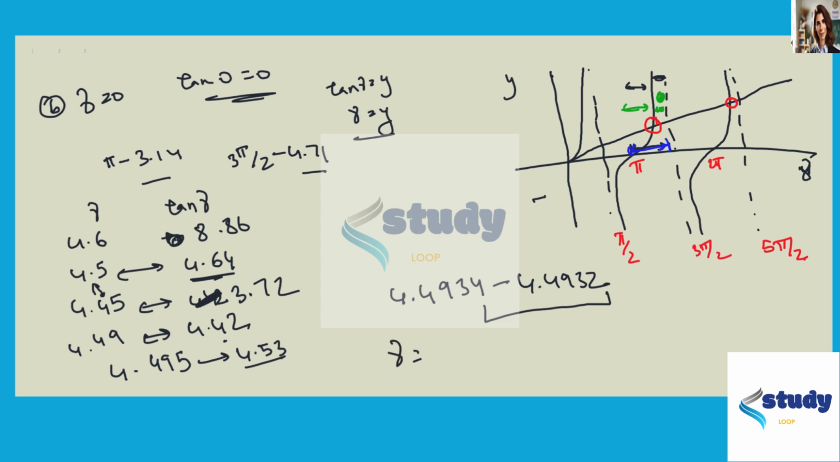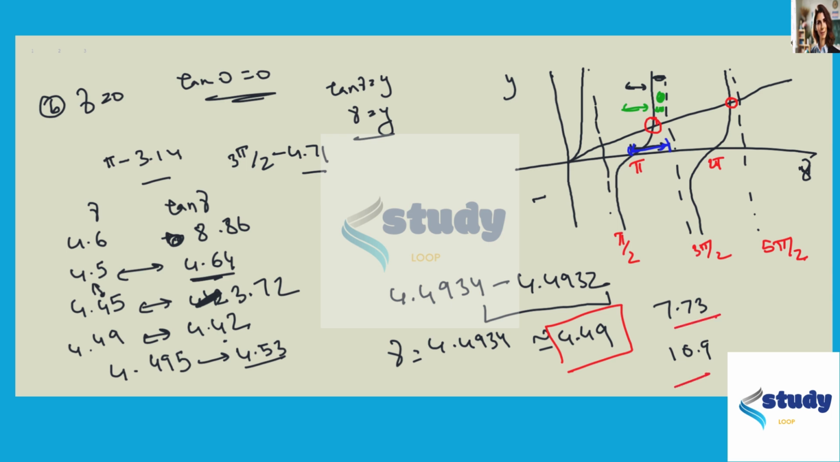Gamma is equal to 4.4934, which is 4.49 for 3 significant digits, is the first solution. Similarly, using this method, you can see that the next solution is 7.73 radians and the third solution is 10.9 radians.